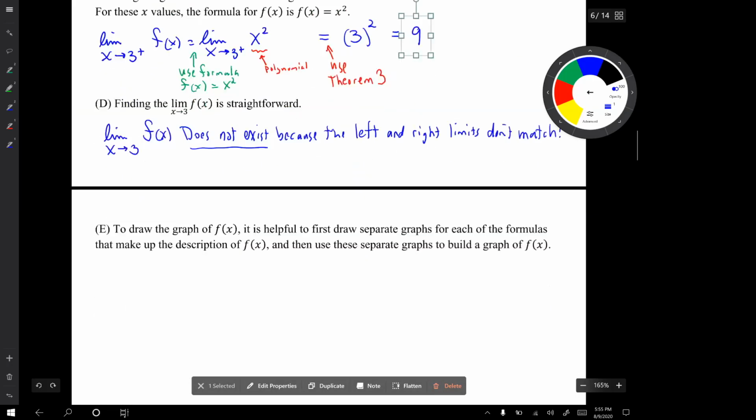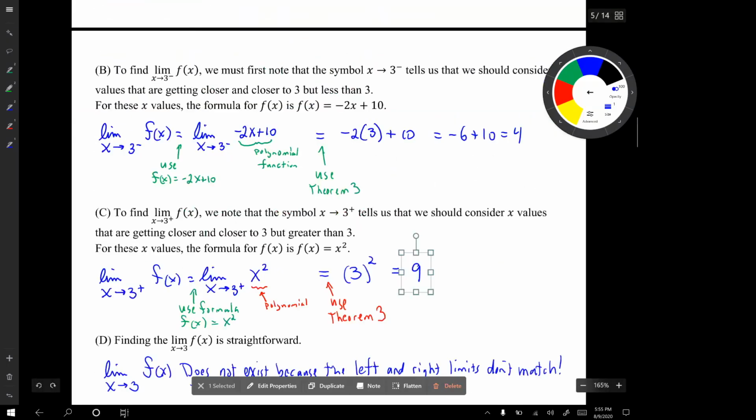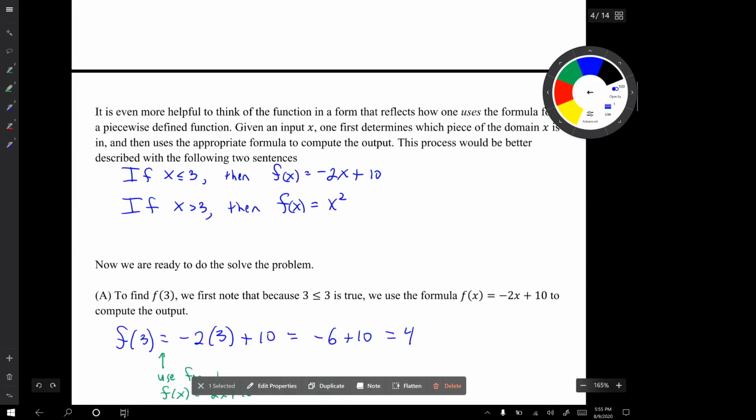All right, question E says draw the graph of f, and so to do that, we should first draw separate graphs for each of the formulas that make up the description of f of x, and then use these separate graphs to build a graph of f of x. So remember that f of x had two functions involved in its description. One was this function, f of x equals minus 2x plus 10. The other function was this function, f of x equals x squared. So let's graph those functions separately first. F of x equals minus 2x plus 10, and f of x equals x squared.